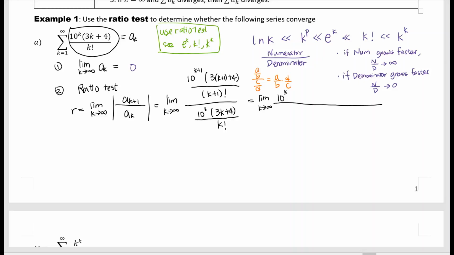So here I also want to split them. So 10 to the k plus 1 I split as 10 to the k times 10. Okay, so 3 times k plus 1 plus 4, I can actually distribute it. So it's 3k plus 3 plus 4, so that is 7. And then k plus 1 factorial. How do I split? I split as k plus 1 and k factorial.